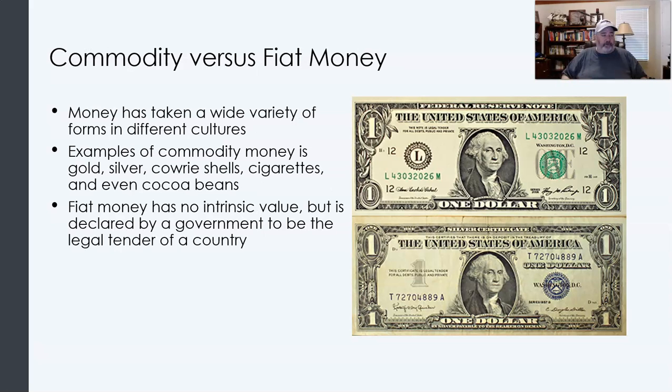All right, commodity versus fiat money. Again, money, we've had all kinds of different money in different cultures around the world. Commodity money can be any commodity. Gold is the obvious one, but it can also be silver. Cigarettes in prison, right? Commissary access. Cocoa beans. Whatever is in demand there, you can certainly trade and use as a form of commodity money.